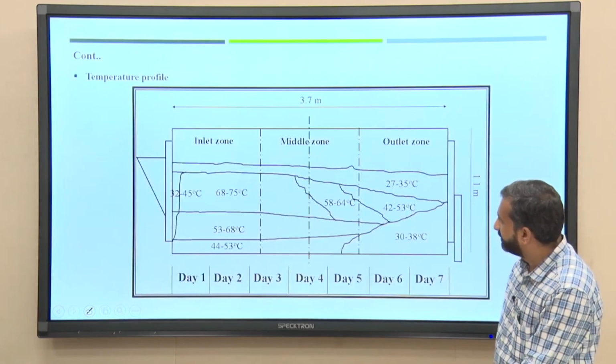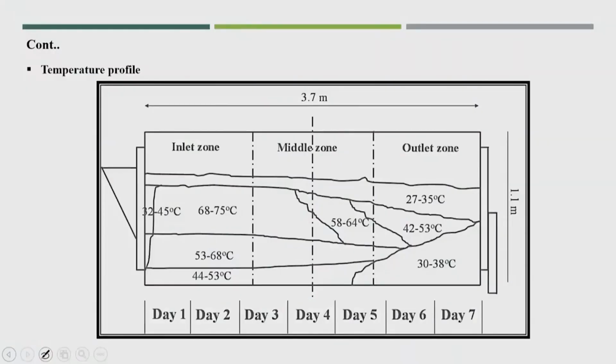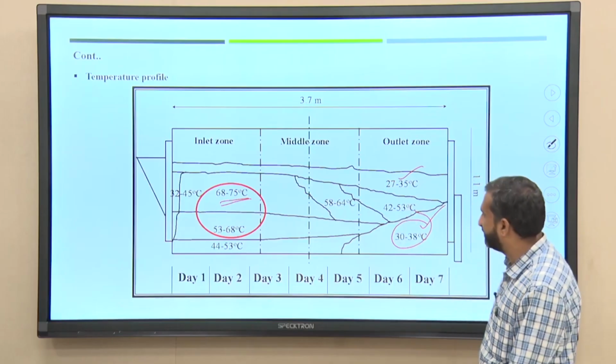So, you see here the temperature profile. This is the rotary drum. If you separate this reactor into 3 zones, the inlet, middle and outlet zone, you see here the temperature goes to 68 to 75 degree centigrade, and at the outlet we are achieving 27-30 degree centigrade. So, it comes to the ambient temperature.